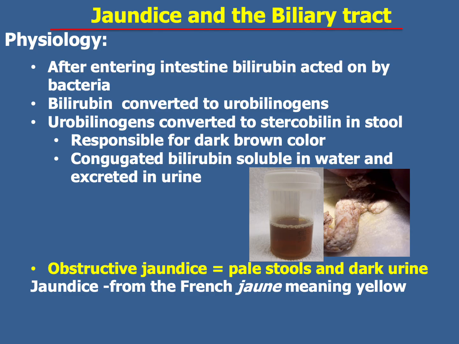In the small intestine, bacteria form secondary bile acids via dehydroxylation of primary bile acids. Bacteria convert bilirubin to urobilinogen. In the colon, urobilin and stercobilin are oxidized from urobilinogen and are responsible for the dark fecal pigment.